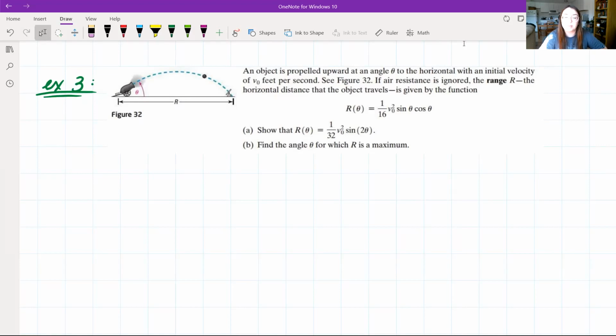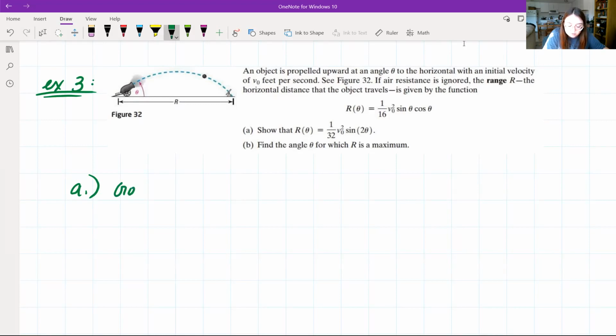So first things first, part A, we want to show that r of theta is equal to 1/32 v naught squared sine of 2 theta. Then for part B, we want to find the angle theta for which r is going to be a maximum. So let's start with part A. Part A, we want to show that r of theta is equal to 1/32 v naught squared sine of 2 theta.